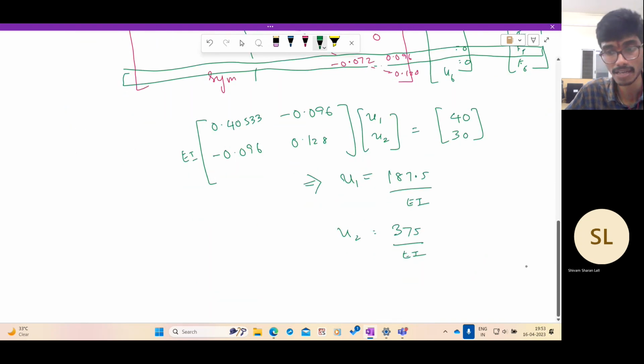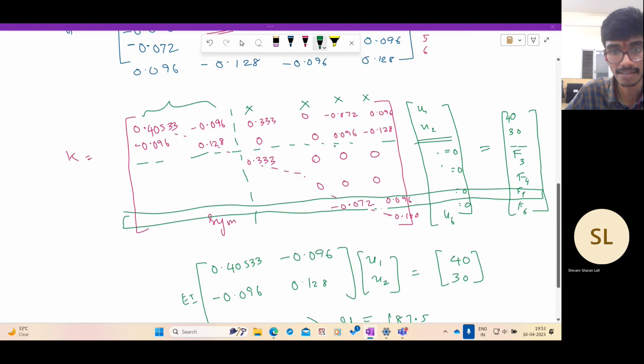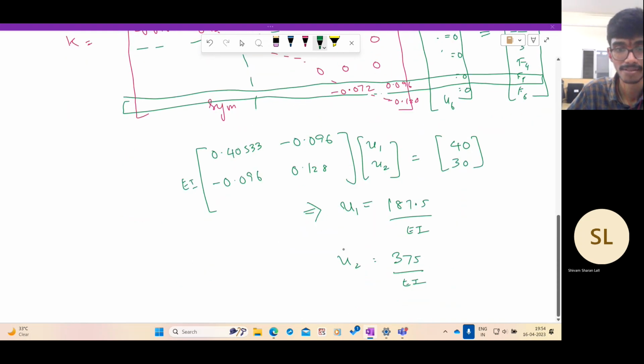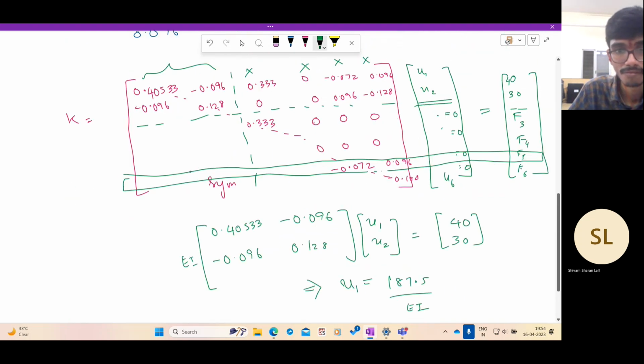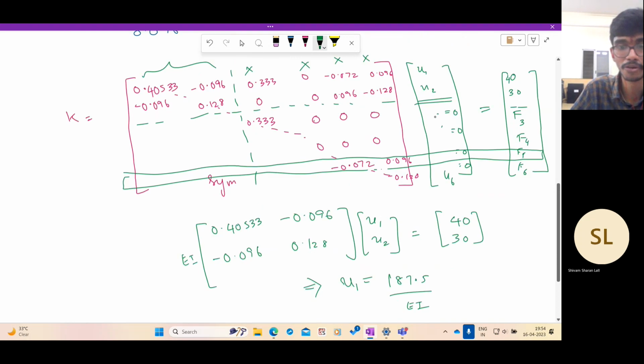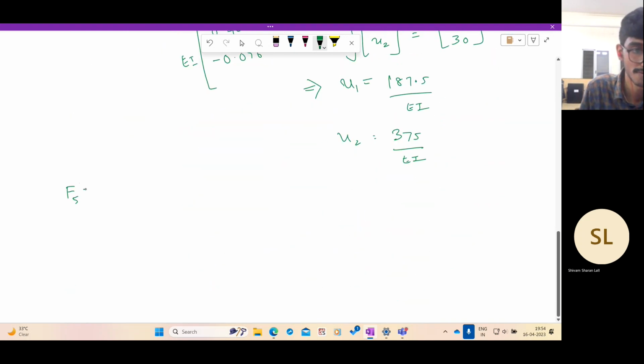Let us write down the equation fully. Since the matrix is symmetric, the fifth column is the same as the fifth row. So what is the fifth column? F5 is nothing but minus 0.072 U1 plus 0.096 U2.